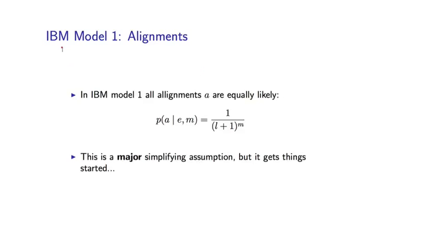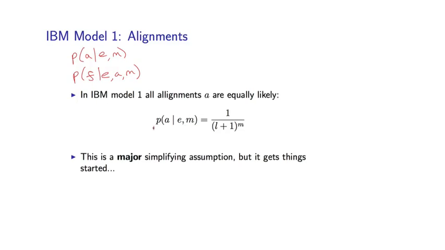Okay, so let's look at how IBM Model 1 now defines these two probabilities. Remember, we have two parts to the model: the conditional probability of an alignment given an English sentence and the length of the French sentence M, and then secondly P of F given E, A, M. So I'm going to go over these two sides of the model in turn.